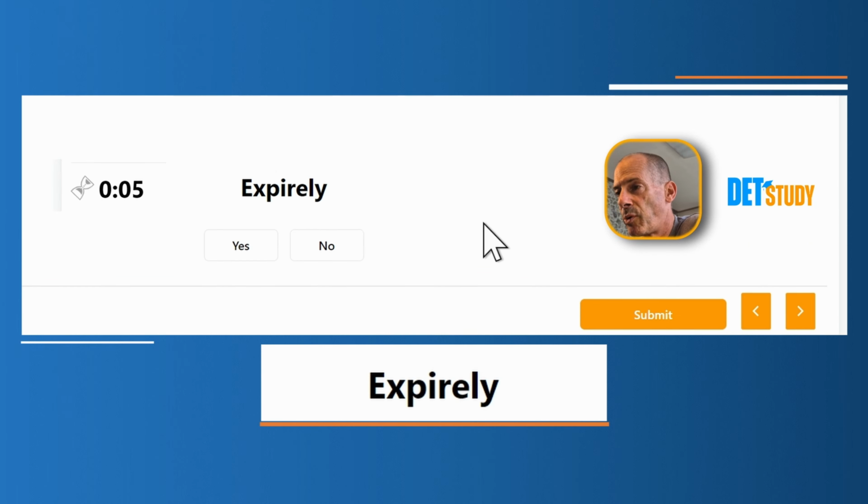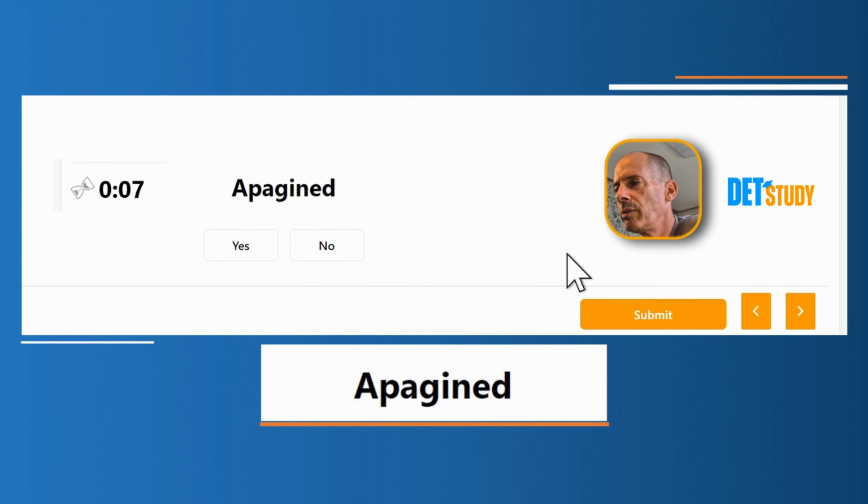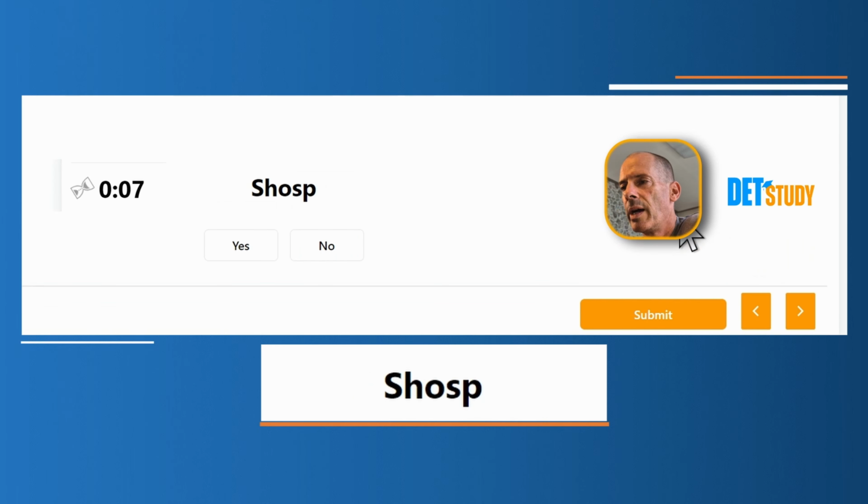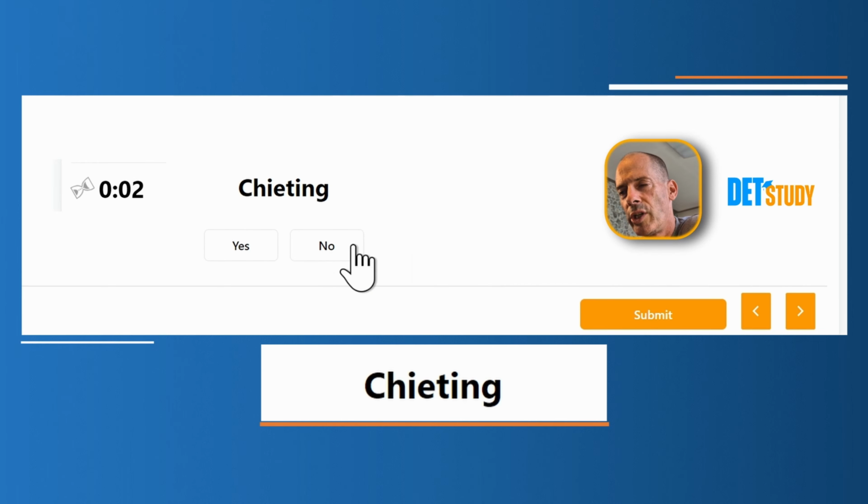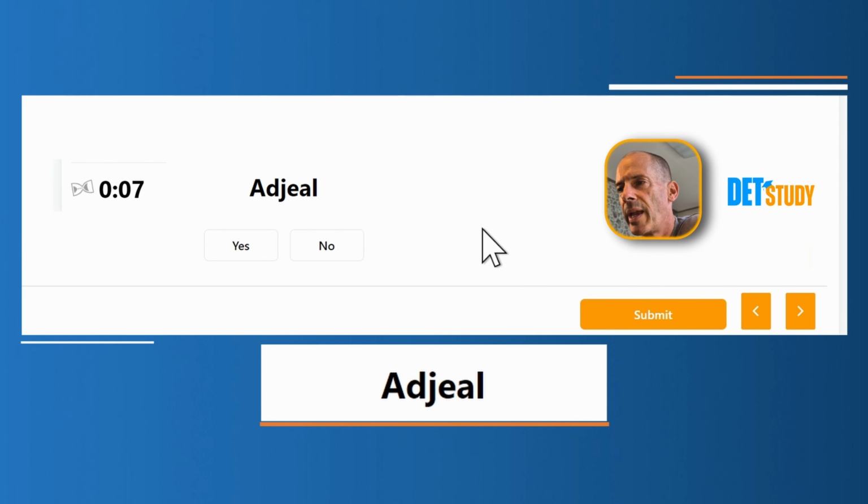Expirally. No, that's not a word. You see me struggle? It's not a word. Appengine. What's that? What do you think? Shush. Not a word. Cheating. Like cheating on a test? Not a word. Spelled wrong.